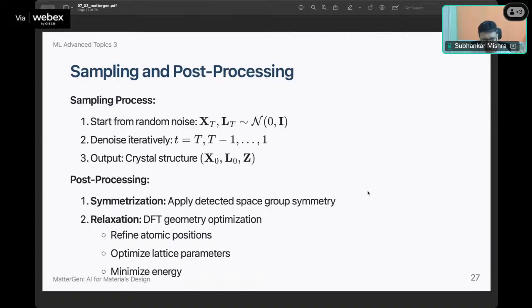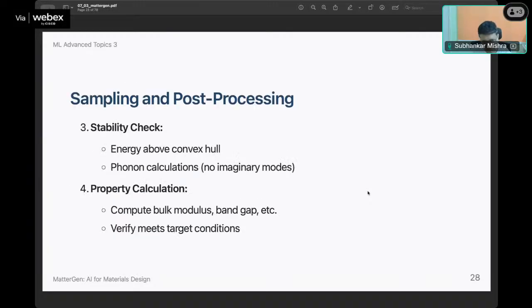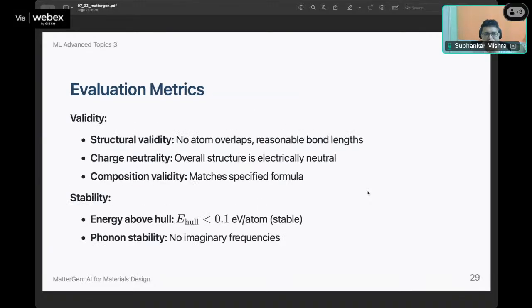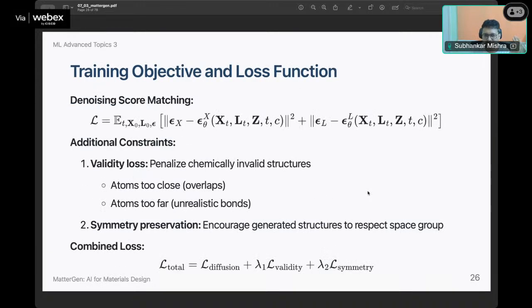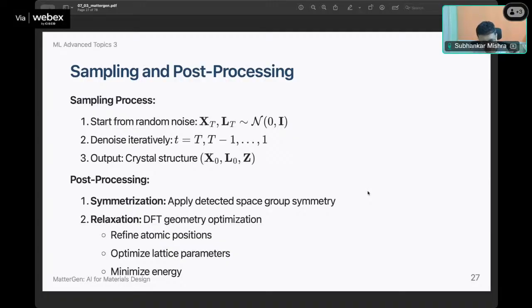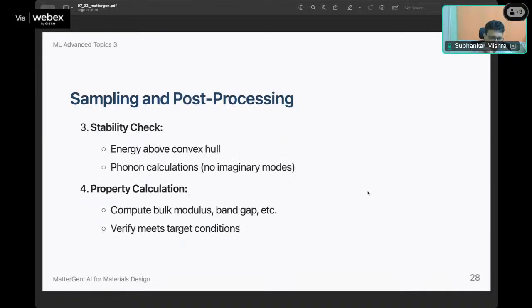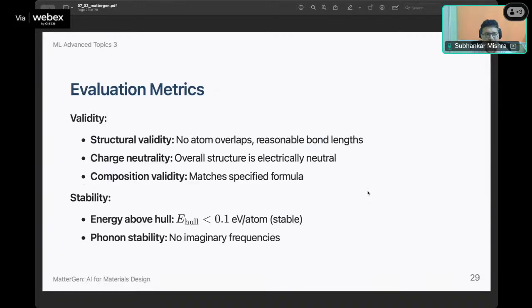Symmetry, relaxation, you run a little bit of DFT to make sure geometrically it is right. Then you do a stability check. Then you do property calculation. Now, how do you evaluate? At the end of this, you train the model with a loss function, you do sampling to generate new materials, then you do some kind of post processing to make sure things are in order. Now, how do you make sure that whatever you generated is correct or wrong? Because this has to still be automated, right? Otherwise, it will generate 1 million, and you cannot sit and verify 1 million of those. So, how do they do it?